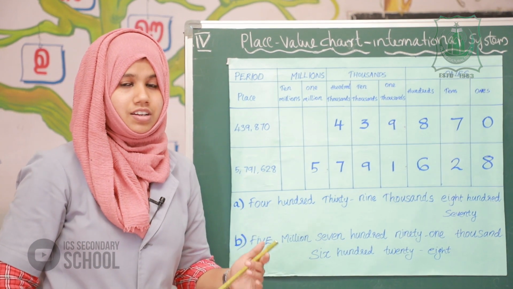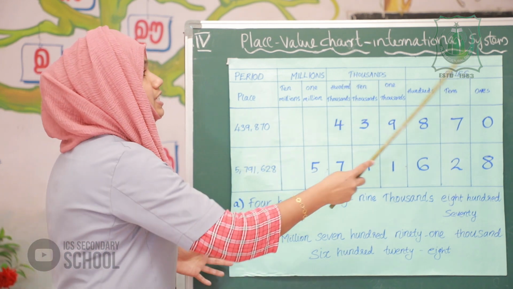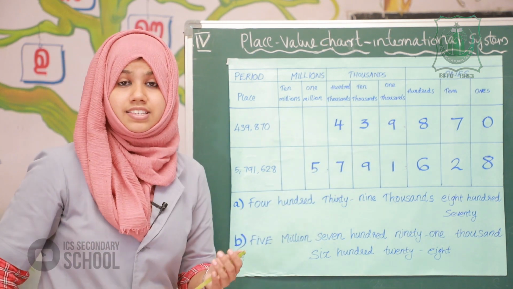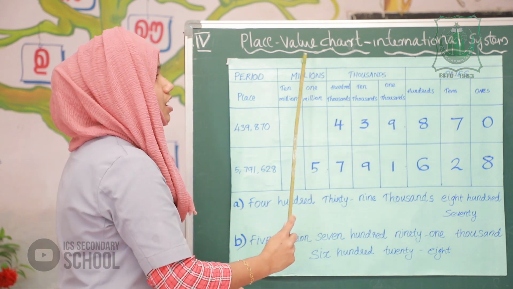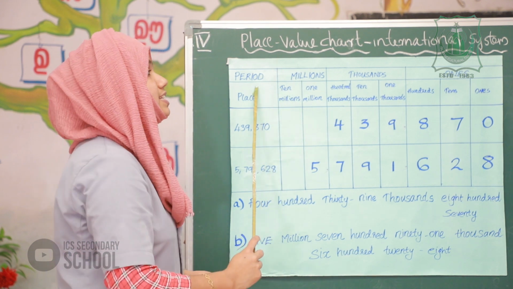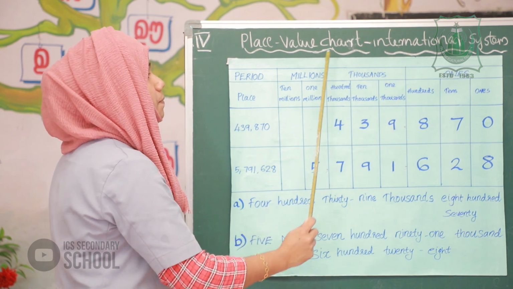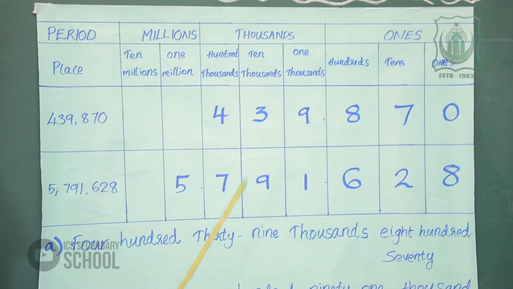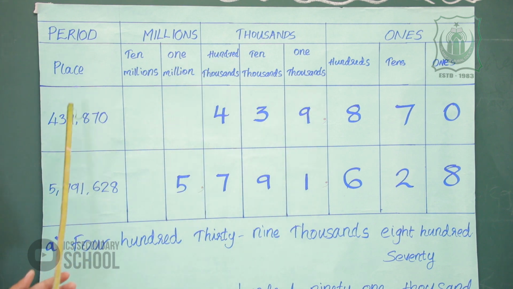Is it clear? You should study well because sometimes you get confused about the Indian system and the international system. The main difference is that the Indian system consists of the lakh period, but the international system consists of the million period. And also in the Indian system, the thousand period is divided into 2 sub columns, but in the international system the thousand period consists of 3 sub columns. Okay, so we studied the periods and places.